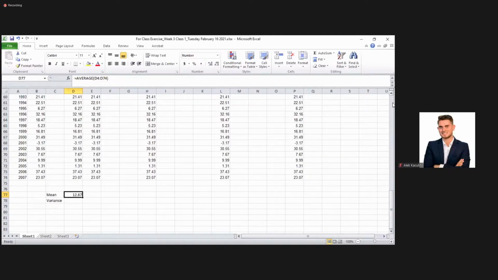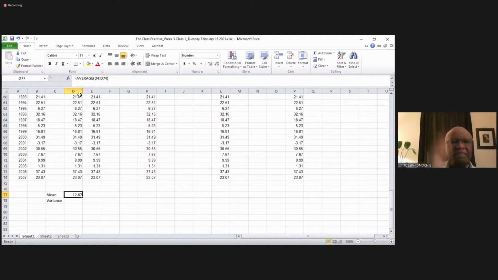So this, call it IBM. On average, between 1937 and 2007 it gave an average 12.67% return. And by the way, these returns are holding period returns. They have dividends, stock splits, everything already accounted for.